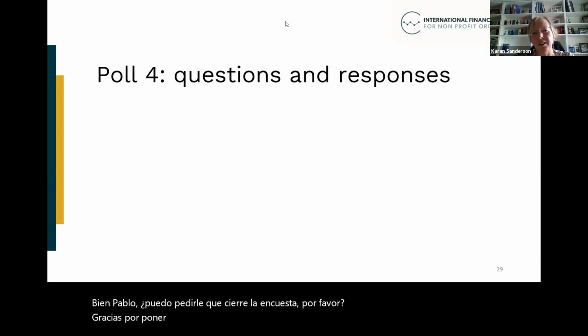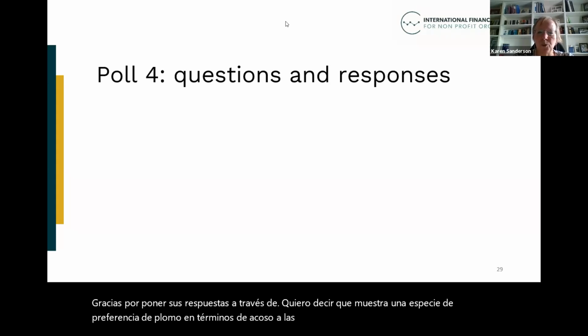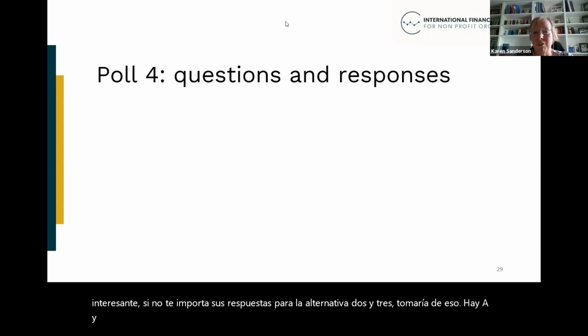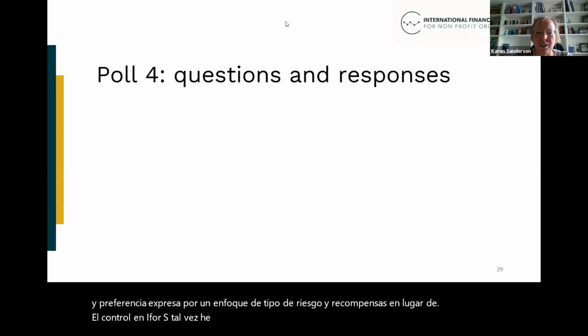This shows a lead preference in terms of IFRS for SMEs as the base alternatively. Interestingly, if you combine the responses for alternative 2 and 3, I would take from that there is an expressed preference for a risks and rewards type approach rather than the control in IFRS. Maybe I've taken that interpretation too far, so it would be good to hear your thoughts on that.